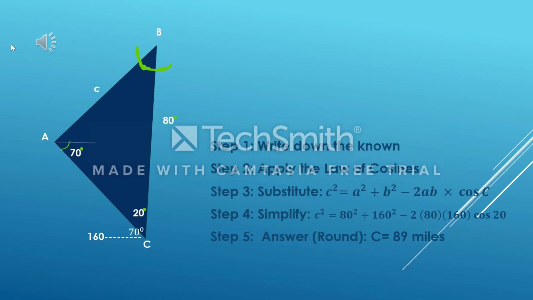Step 1: Write down the known. Step 2: Apply the law of cosines. Step 3: Substitute. Step 4: Simplify. Step 5: Answer, round: c equals 89 miles.